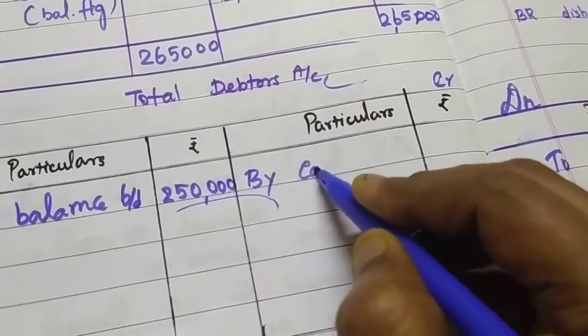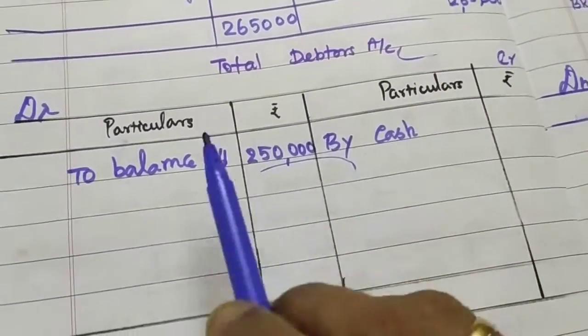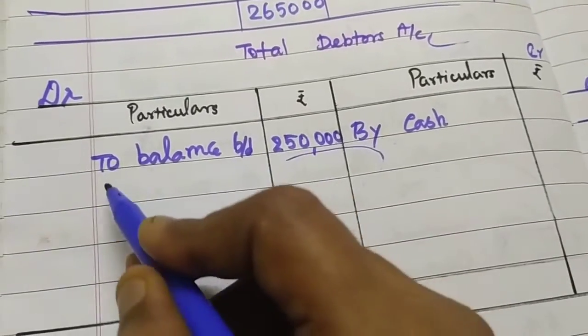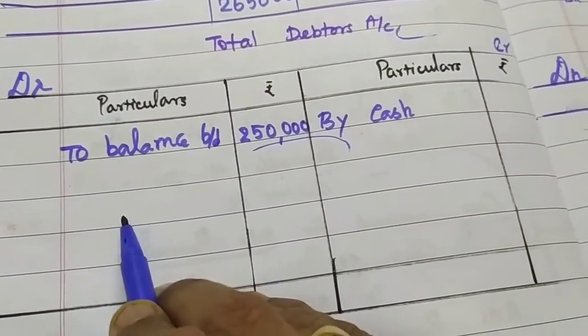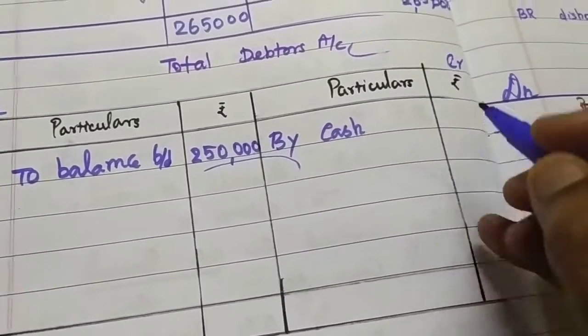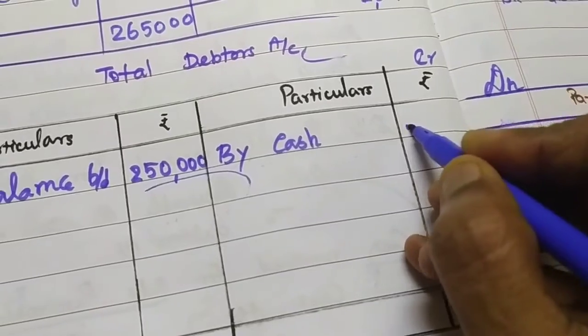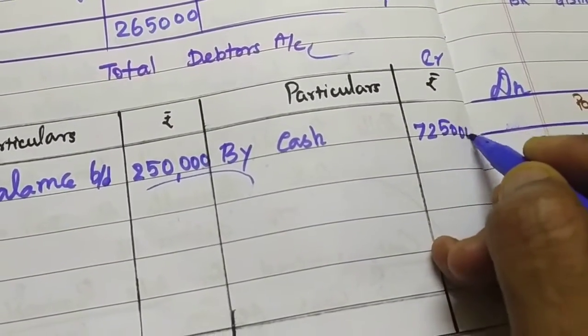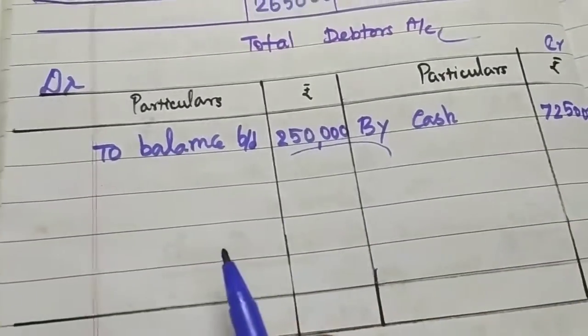While preparing the debtors account, what we have seen, you remember it. The opening balance will appear on the debit side. Below that, only credit sales will appear. All other information you have to write on the credit side. Hope you will remember. So this is cash received from debtors, 7,25,000. I am writing it on the credit side.